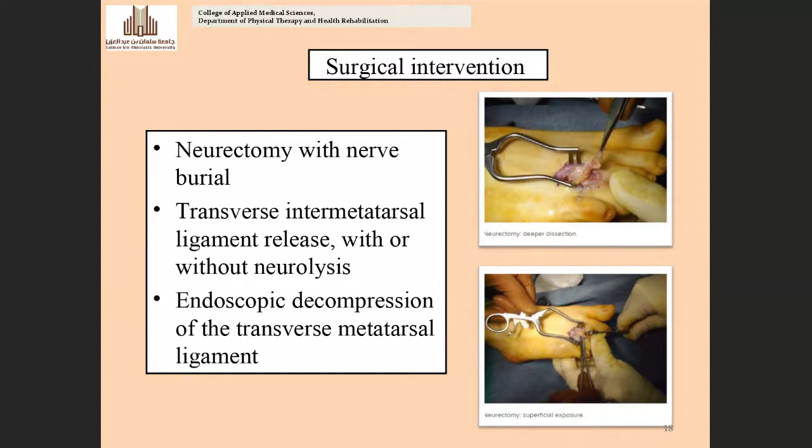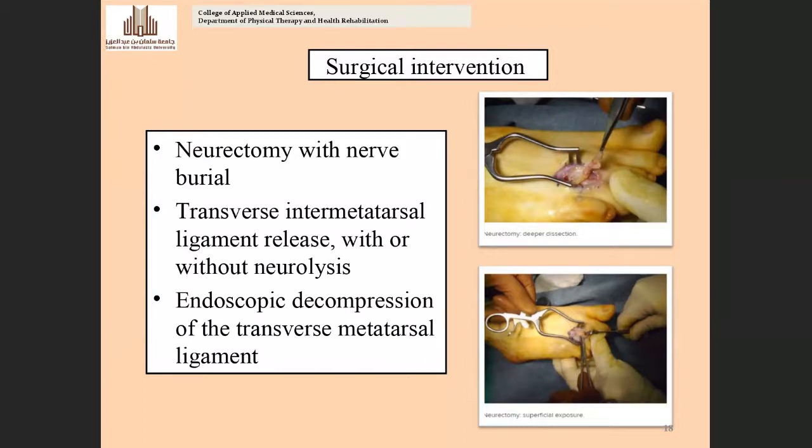The transverse intermetatarsal ligament release. In some cases, there is a chance of tightness of the ligament, so you can remove the ligaments, because these are the structures which may injure the interdigital nerve, and the person may suspect Morton's neuroma. Whenever the patient is not responding to any conservative or medical management, they may be indicated for surgical intervention. The surgical intervention is the last method of treatment for this patient.